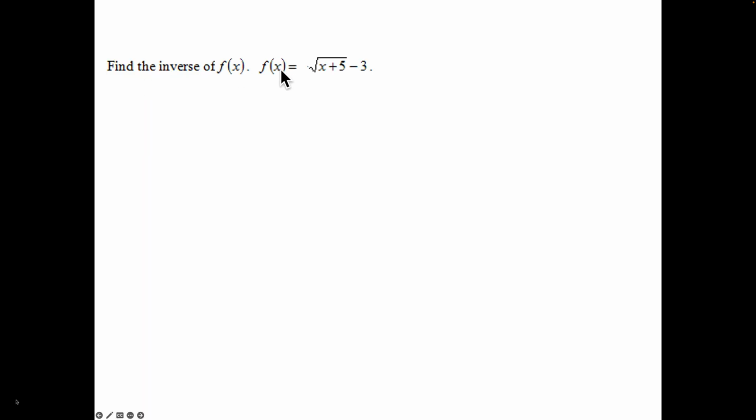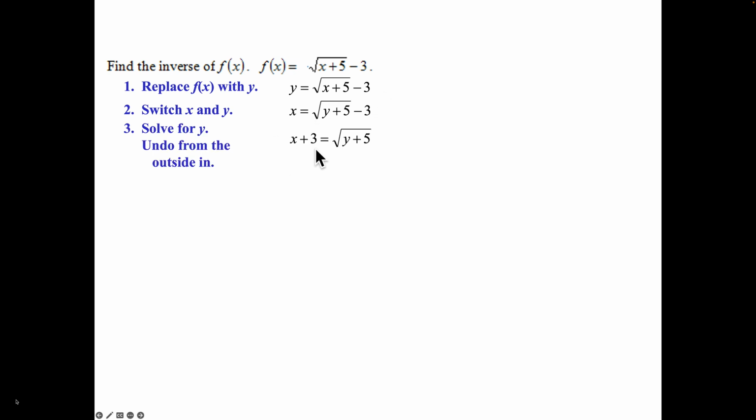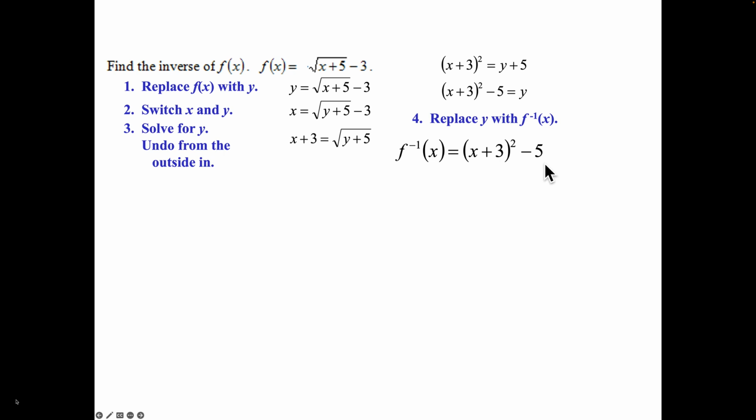Find the inverse of f of x, which is the square root of x plus 5, minus 3. I put in the y for f of x. Steps are good. Switch the x and y. Good. Add over the 3. Even better. Square both sides. X plus 3 squared. Square root gone. Y plus 5. Subtract over the 5. Good. Put in my inverse notation.